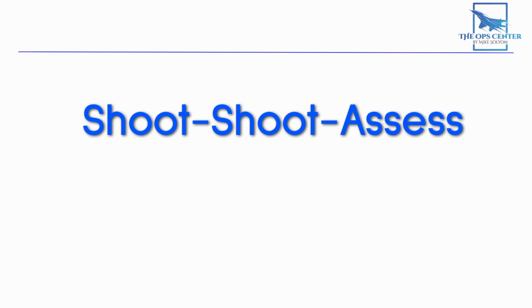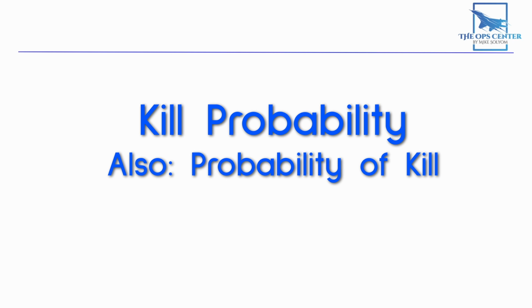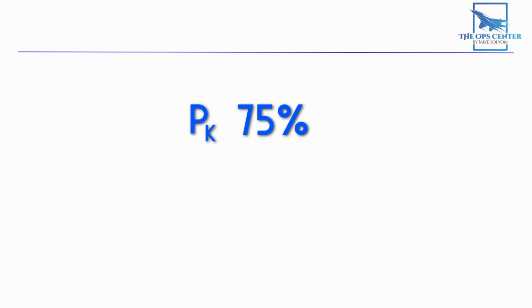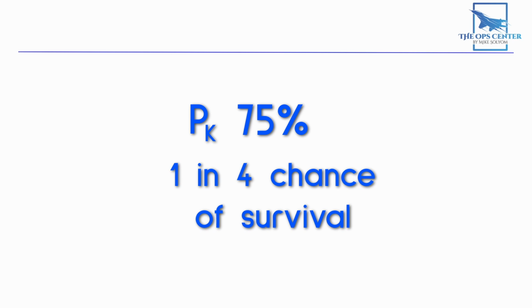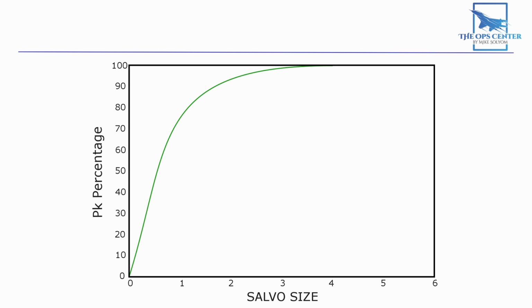To better understand why this might be necessary, we need to understand kill probability, which is abbreviated as PK. If a particular missile has a PK of 75%, then there's a 1 in 4 chance that the target will survive and be in a position to counterattack. So to increase odds, you would launch additional missiles. Now the PK doesn't increase linearly. It goes up in a curve like this. A second shot brings the PK up to 94%. To get all the way up to 100%, we would need to fire 4 of them.